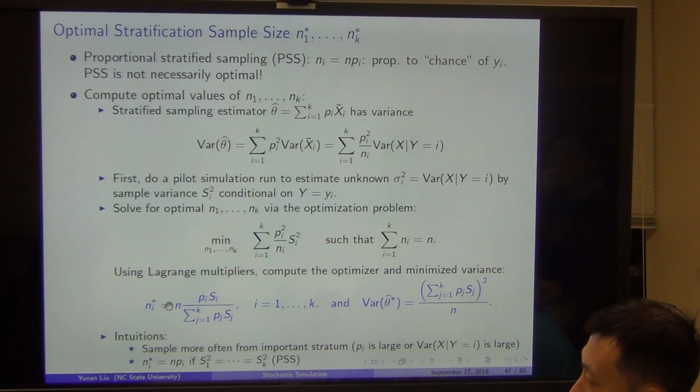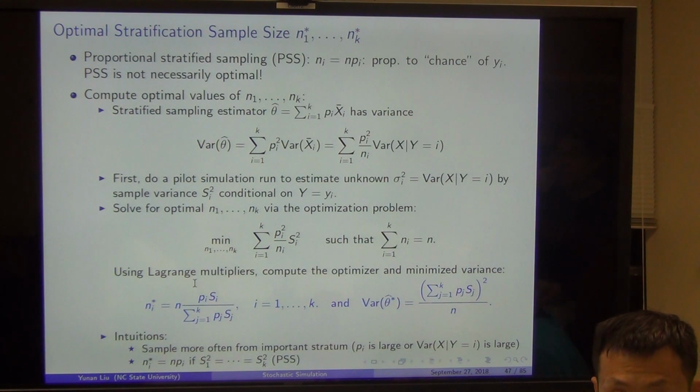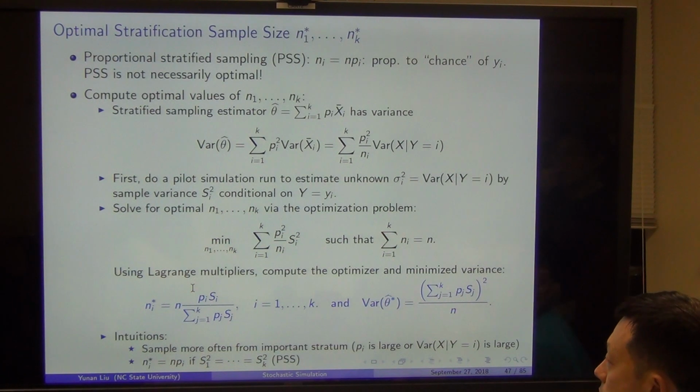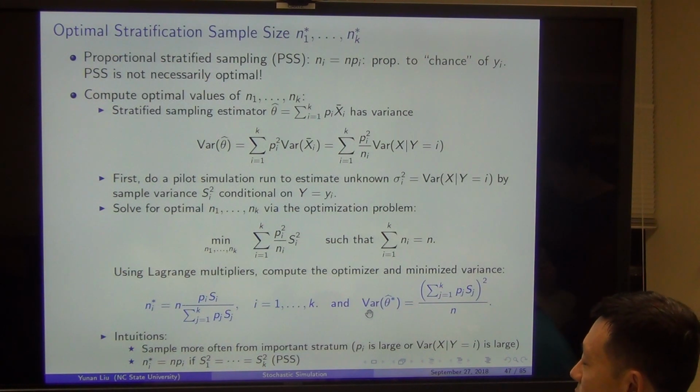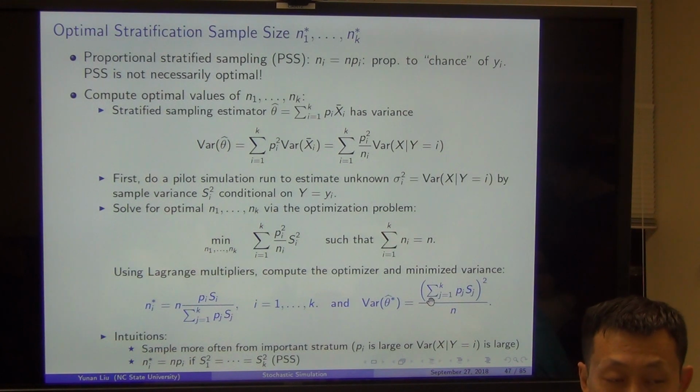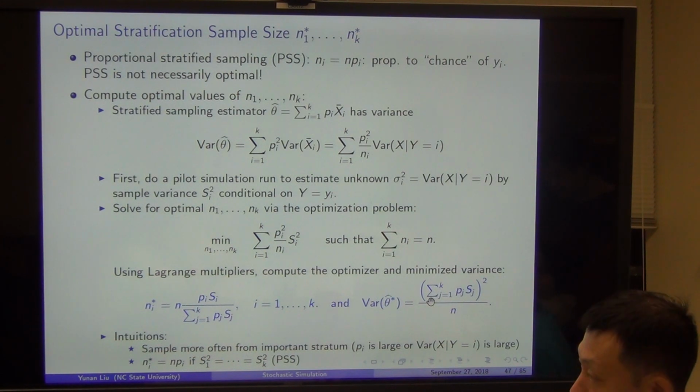Ni star is equal to n, which is the overall budget, times the proportion. And the proportion is equal to pi times the standard deviation of the i-th case divided by the summation of it. Okay? And if you do that, the minimum variance of our estimator can be even smaller. This is even smaller than the one we gave on the previous page. So let me give you some intuition about this result. Okay?